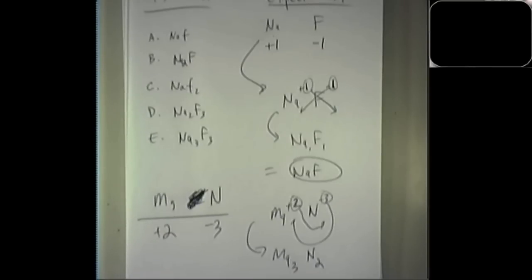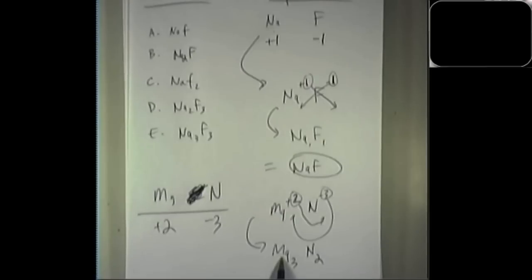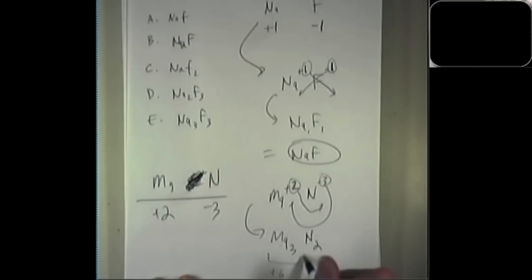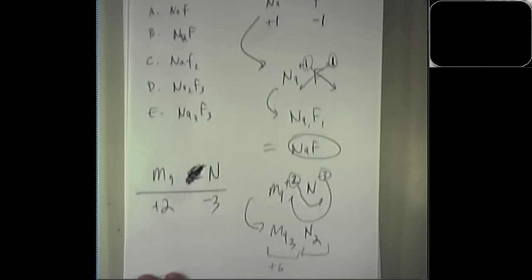Does that make sense? Each of these magnesium atoms has a charge of plus 2, and there are 3 of them. So the overall charge I've got here is 3 times plus 2, which is plus 6. Does that make sense? Each of the charges of the individual nitrogens is minus 3, and since I have 2 of them, the overall charge of those is minus 6. Those balance each other out.